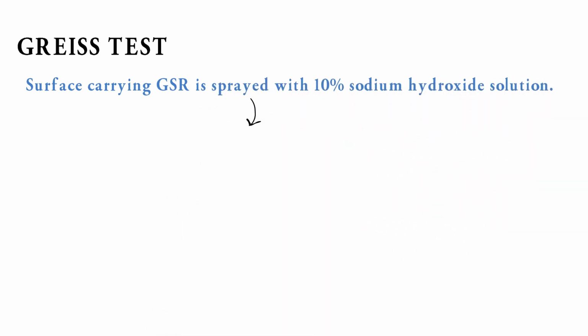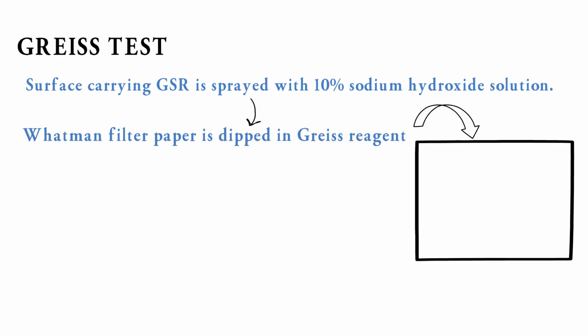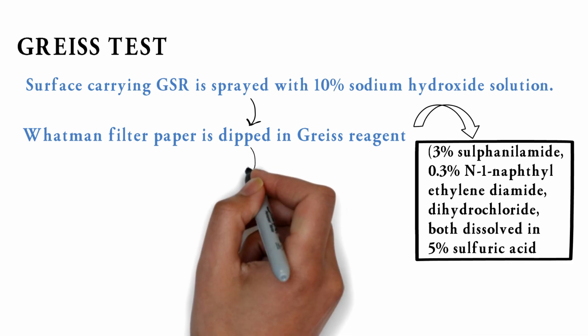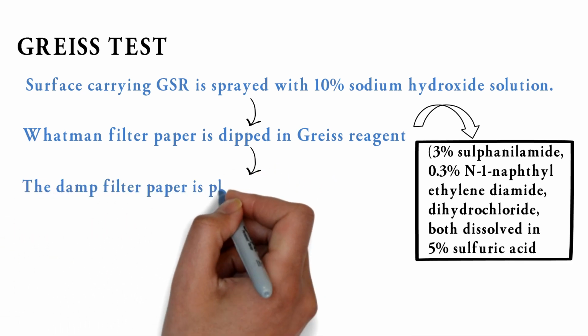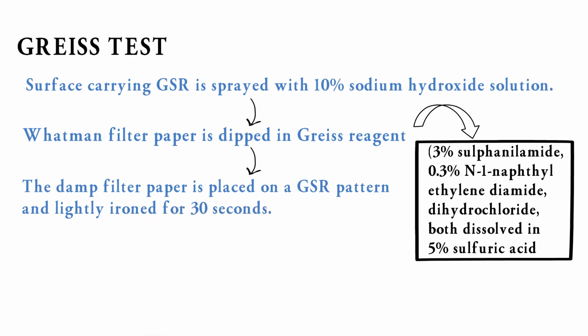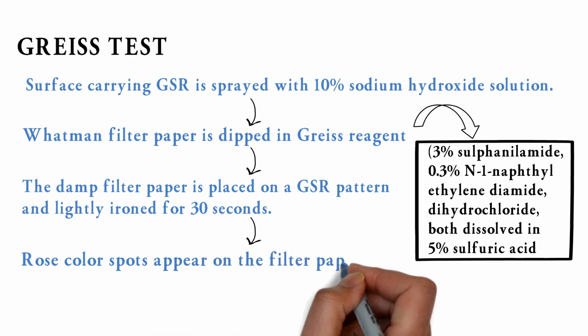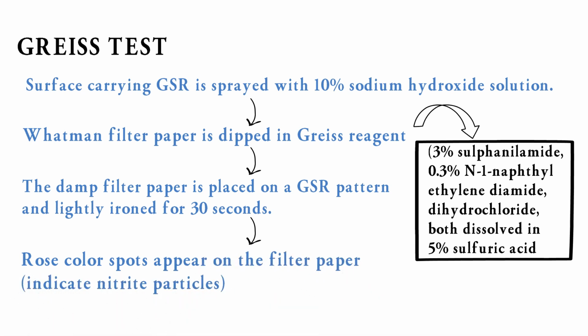hydroxide solution. After this, the Whatman filter paper is dipped in the Griess reagent and the damp filter paper is placed on the GSR pattern and lightly ironed for 30 seconds. After 30 seconds, rose color spots appear on the filter paper and they indicate that nitrite particles or GSR were present.